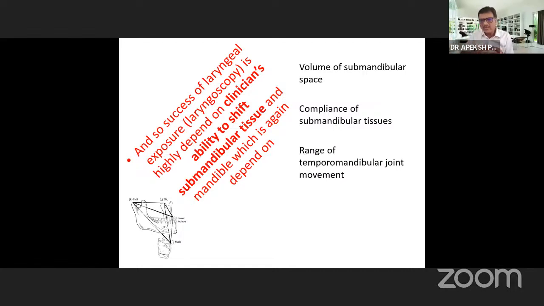Now, look at the range of temporomandibular joint movement. As we know, during the dynamic phase of laryngoscopy, the mandible moves anteriorly forward. But if the temporomandibular joint is not allowing forward movement of the mandible, that leads to difficult laryngoscopy. Then the range of the stylohyoid ligament. Suppose there is calcification in the stylohyoid ligament. We are not able to make the forward or anterior movement of the hyoid, which leads to difficult laryngoscopy. And a space occupying lesion in the upper airway also leads to difficult laryngoscopy. So this concept explains everything about laryngoscopy, and why it becomes difficult.